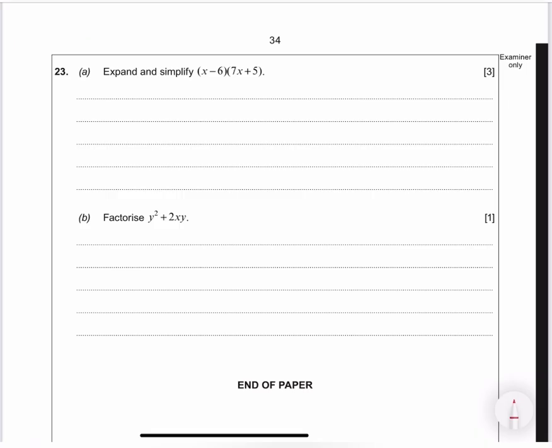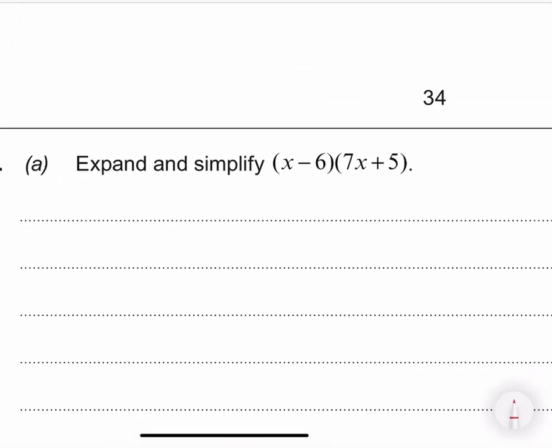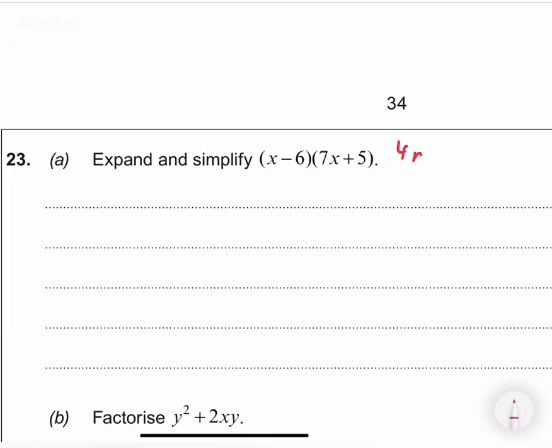Okay, so question 23, expand and simplify. We've got double brackets here, and we have to do 4 multiplications because there are 4 terms: x minus 6, 7x and 5. So we're doing 4 different multiplications. We can use the FOIL method: first with first, then outer, inner, and last. So just do 4 multiplications here.